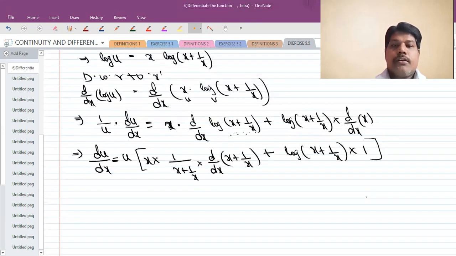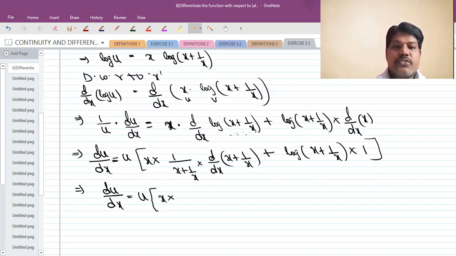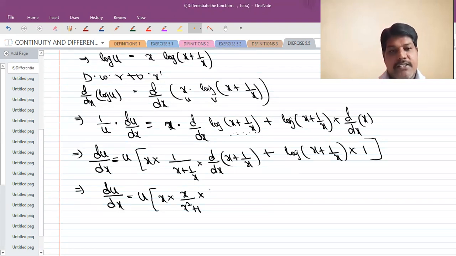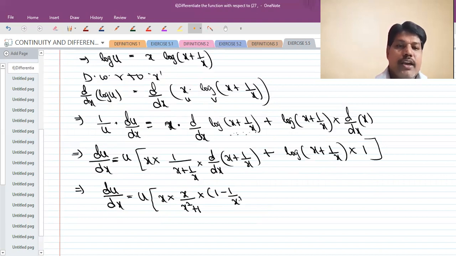So du/dx is equal to u into [x into, taking the LCM, (x² + 1)/x, and taking this x to the numerator it becomes x/(x² + 1), into the derivative of x plus 1/x]. The derivative of x is 1, and the derivative of 1/x is minus 1/x².